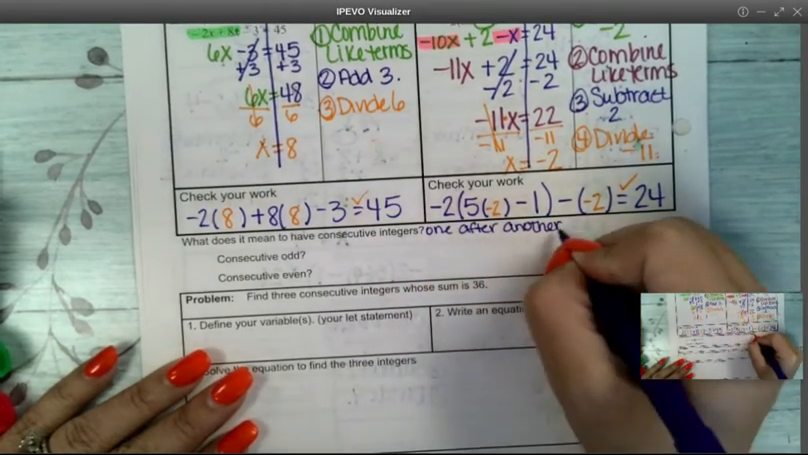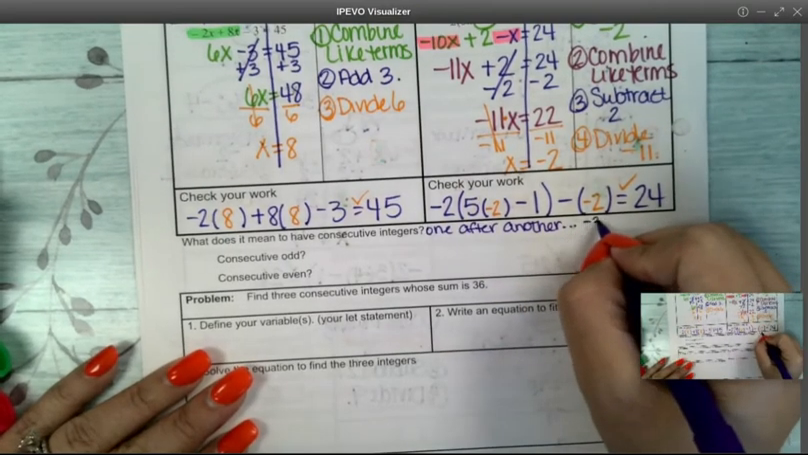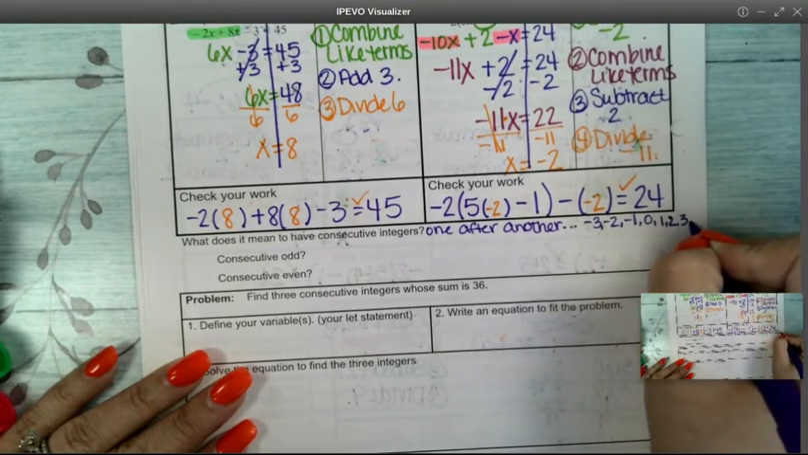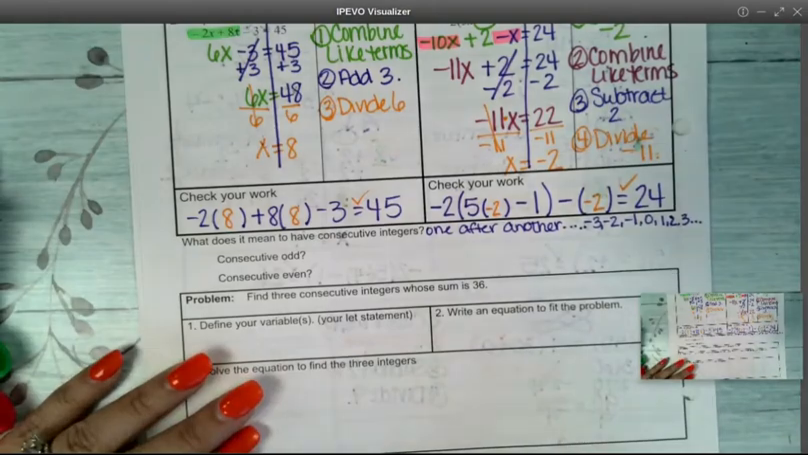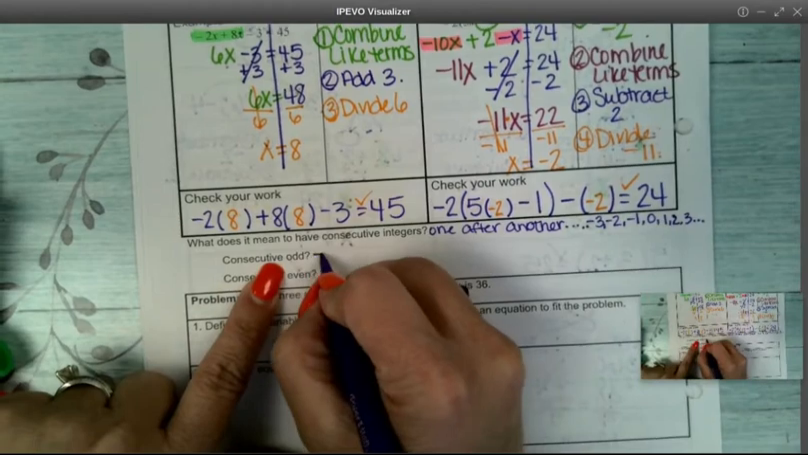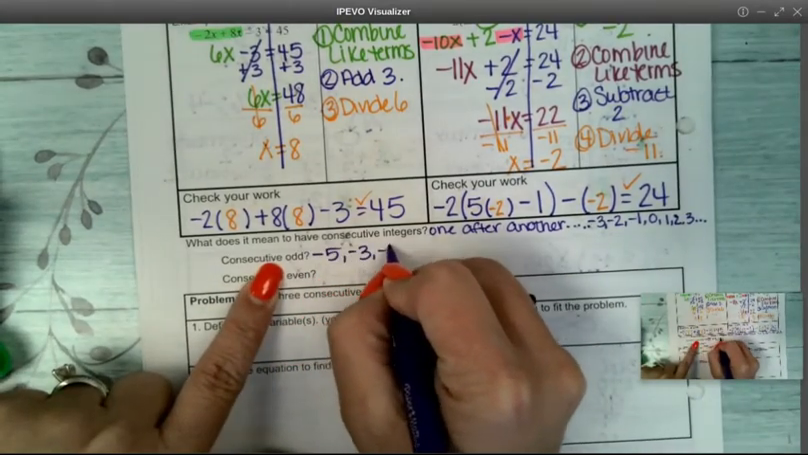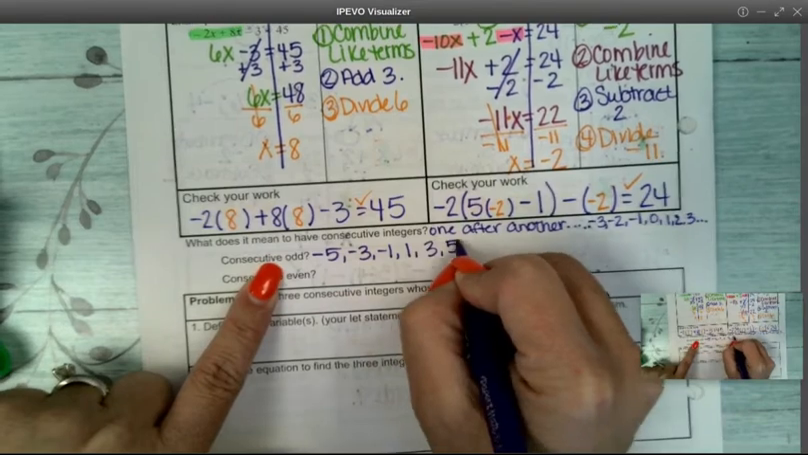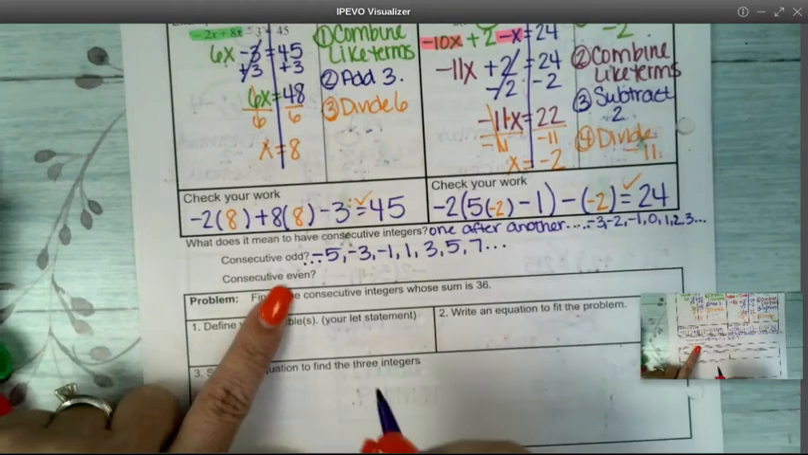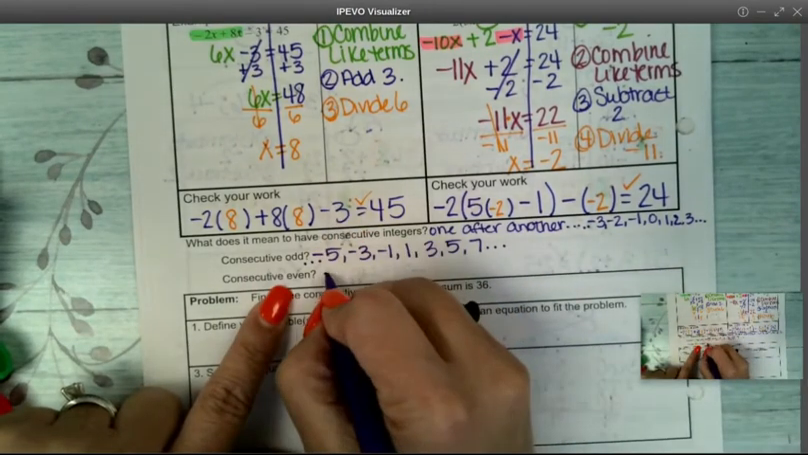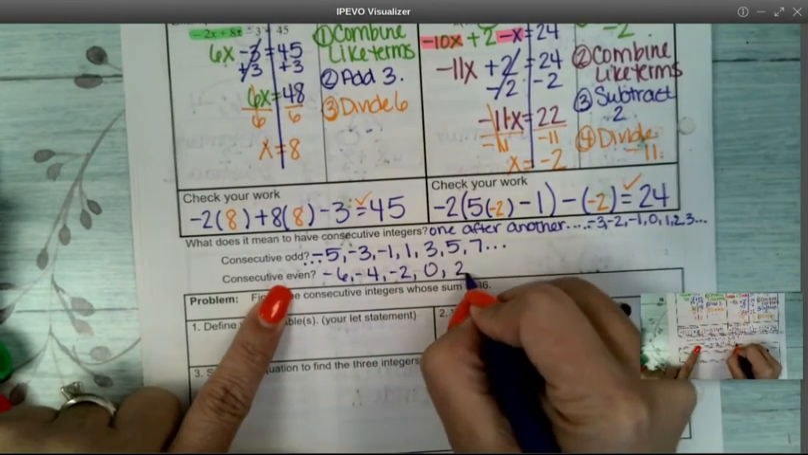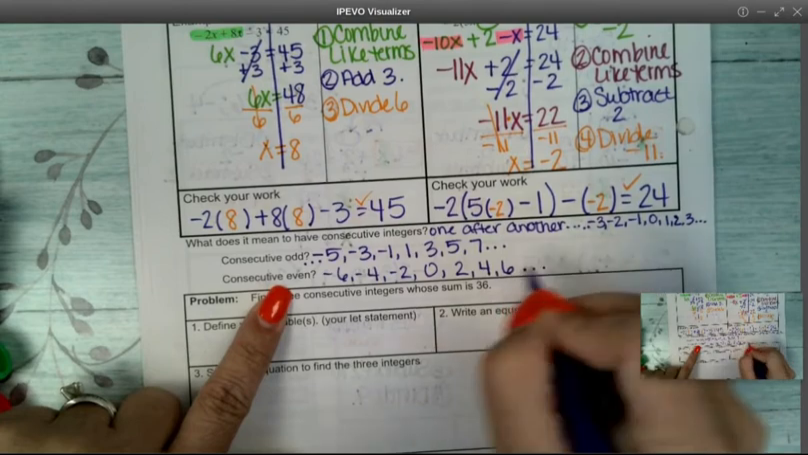So an example of a consecutive integer would be something like negative 3, negative 2, negative 1, 0, 1, 2, 3, so on and so forth in both directions. All right, those are consecutive. One comes right after the other. Consecutive odd would be like negative 5, negative 3, negative 1, 1, 3, 5, 7, so on and so forth in both directions. Consecutive even, you guessed it, it's going to be your even numbers, negative 6, negative 4, negative 2. 0 is actually even, 2, 4, 6, and it keeps going.